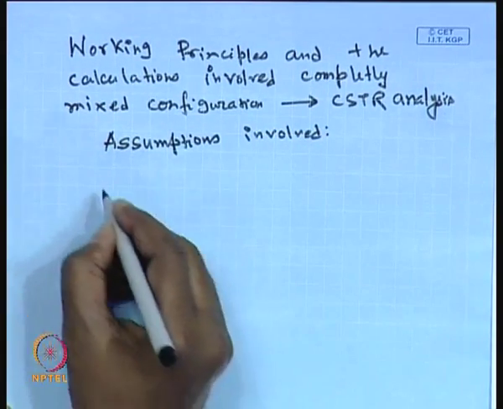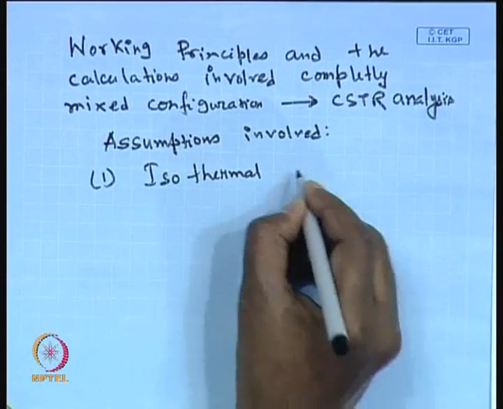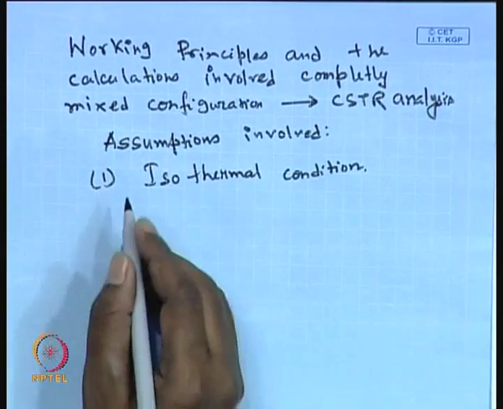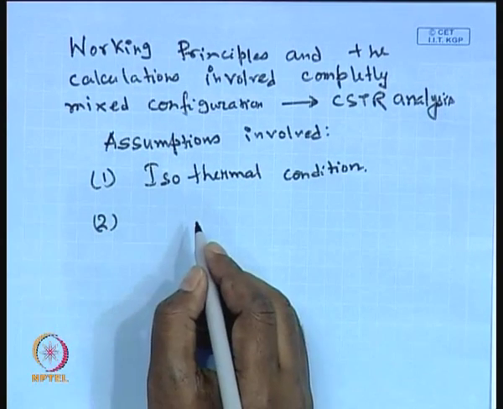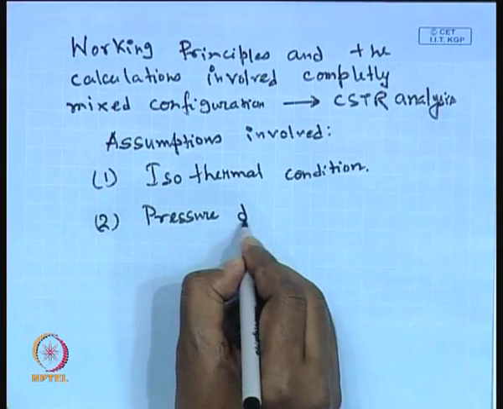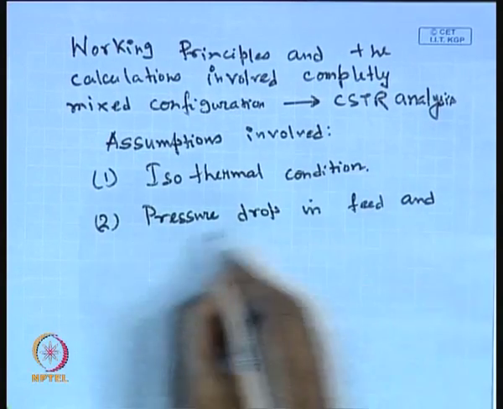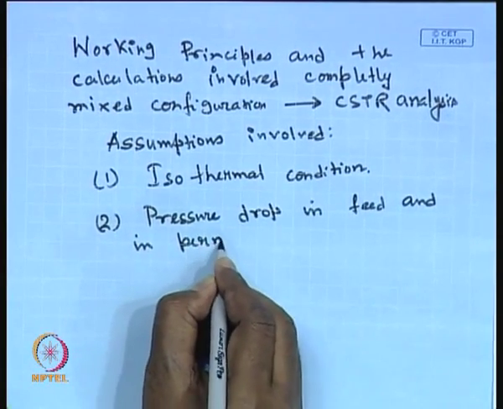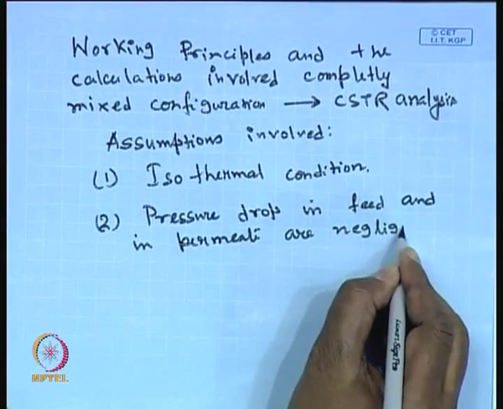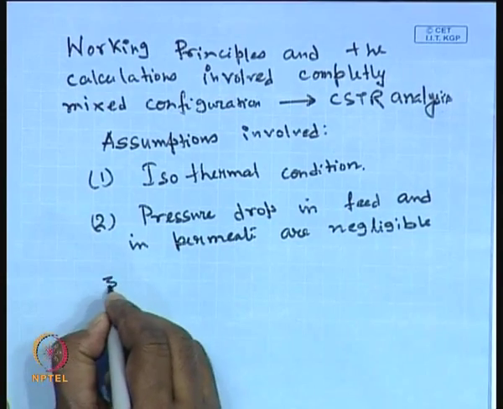Assumptions involved in this analysis are: number 1 is isothermal condition. There is no change in temperature during the operation. Secondly, negligible pressure drop in feed and permeate side. The pressure drop in feed and in permeate are negligible. And the permeability of each component is constant.